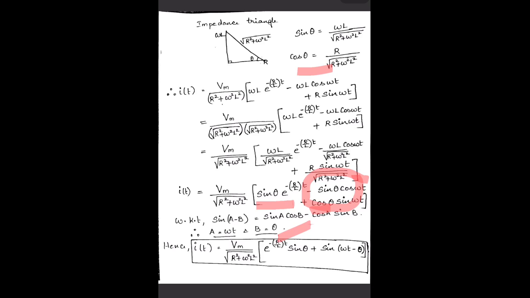So therefore we can write the expression as i of t is equal to Vm divided by root of r squared plus omega squared L squared into e power of minus r by L t of sine theta plus sine of omega t minus theta. So this is the expression for current when sinusoidal input is given as source for an RL circuit. Thank you.